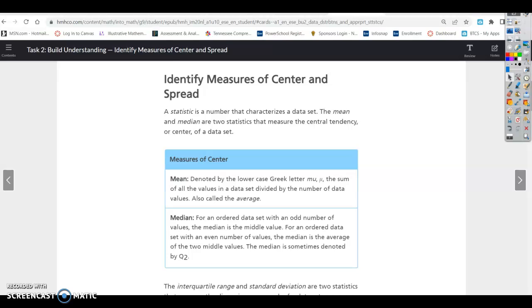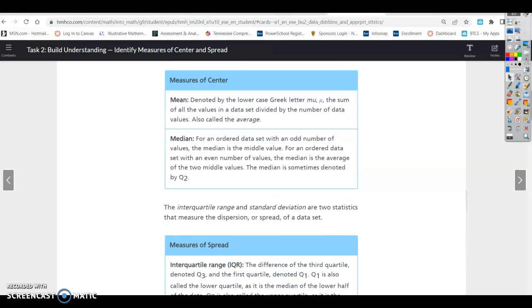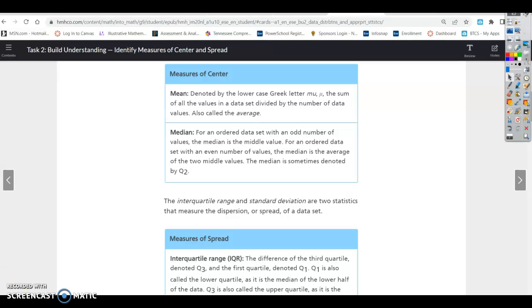Lesson 22.1, Task 2. Identify measures of center and spread. A statistic is a number that characterizes a data set. The mean and median are two statistics that measure the central tendency, or center, of a data set. All right, so these are important to know. These are definitions you've probably seen before, but just a review.